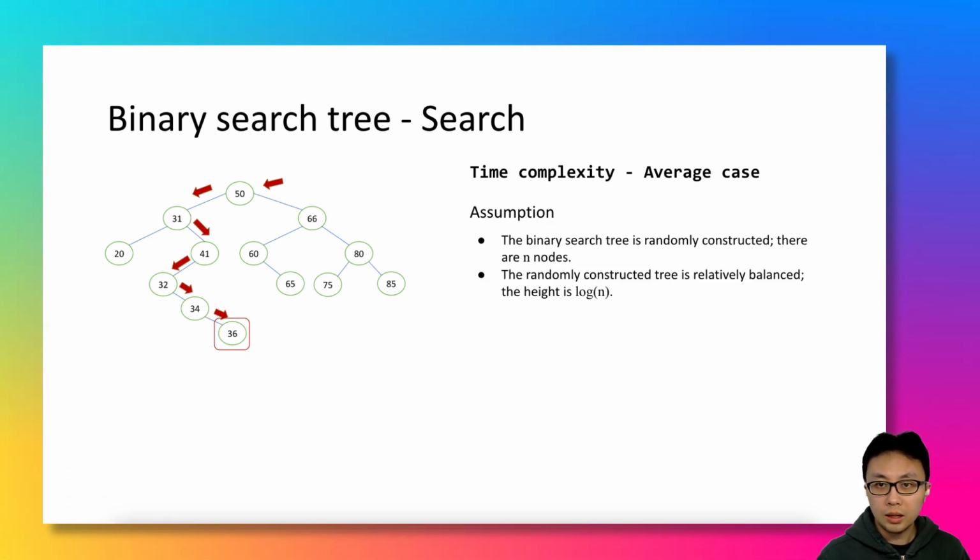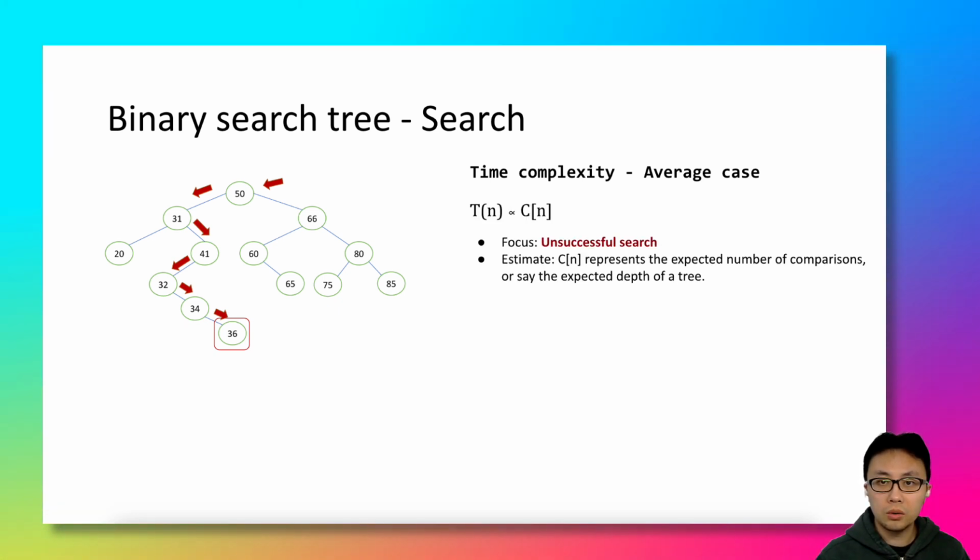We would assume that the binary search tree is randomly constructed and relatively well-balanced. By saying that, I mean you don't have a left or right subtree that is significantly bigger than its counterpart. If the binary search tree has n nodes, with this assumption, we can safely say that the height of the tree is roughly log n. With this assumption set, we have two different scenarios to explore.